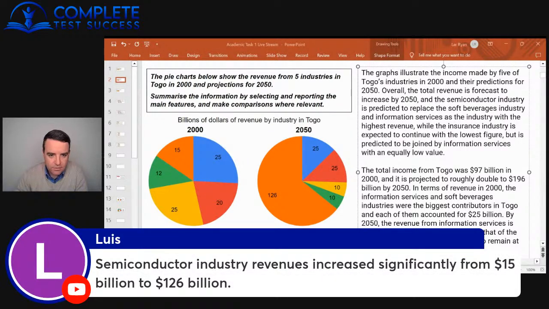So you said the semiconductor, you need, it's a specific industry. So the semiconductor industry's revenue increased significantly from 15 billion. And you need to say when. 15 billion in 2000 to 126 billion in 2050. But again, it's not that it increased. It hasn't happened yet. So it is expected to increase, is projected, is predicted to increase. So you need that full description.